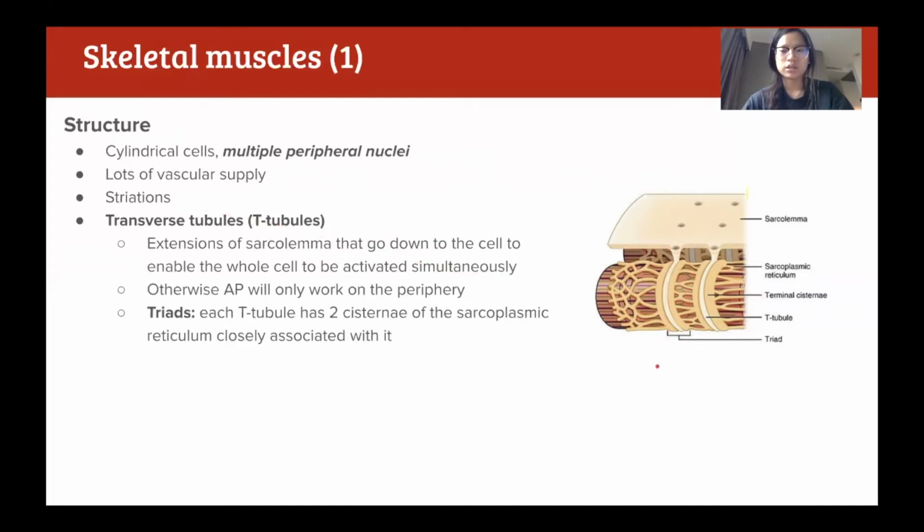This way, when it depolarizes, all the ions can flow all the way down here and depolarize the whole muscle, because otherwise the action potential would only work on the periphery, on the outside, but this allows it to come down and come in. And these have complexes called triads. Each T-tubule has two terminal cisternae, one on either side. So it's a triad because it's got three components: 1, 2, 3.